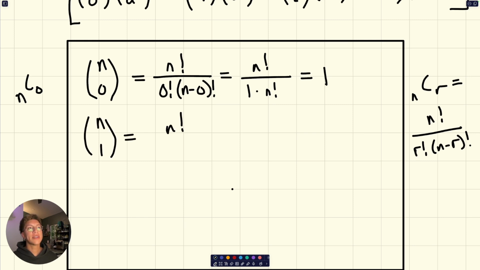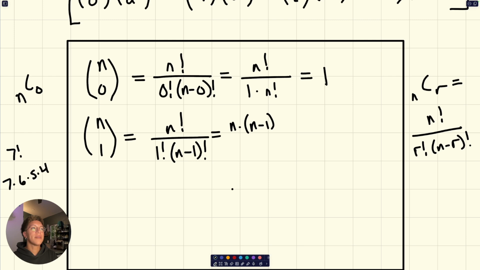We're going to get n factorial over, again, our r is now 1, so 1 factorial, then n minus 1 factorial. And in our next step, we have to do a little bit more simplification here. We keep in mind that n factorial is n times the number that's 1 less than it. So if you have 7 factorial, that's going to be equal to 7 times 6 times 5 times 4 times 3 times 2 times 1. So what's a number that's 1 smaller than n? n minus 1. And then we get n minus 2. And this is going to continue until it gets down to 1.